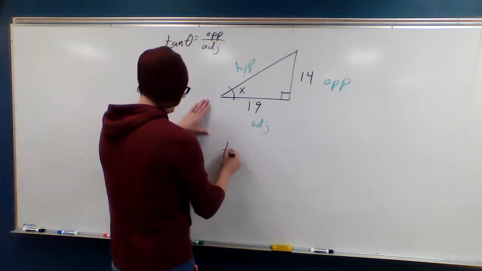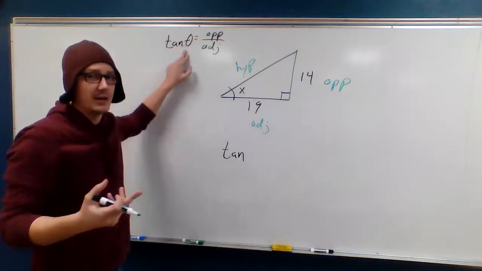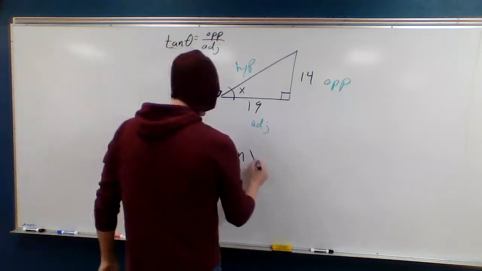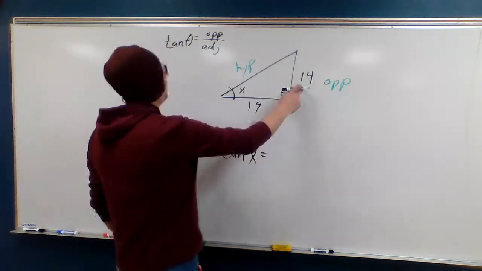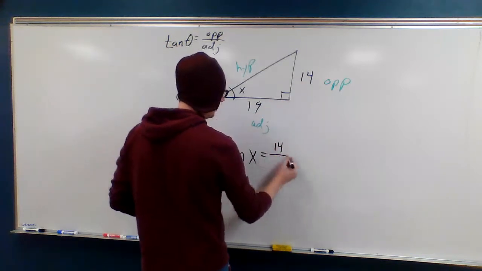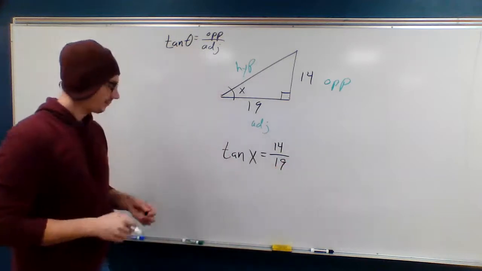Tangent of theta. Remember, theta is an angle measurement. Well, I don't know the angle measurement here, so I'm just going to let that be x. Tan of x equals my opposite, which is 14, over my adjacent, which is 19.